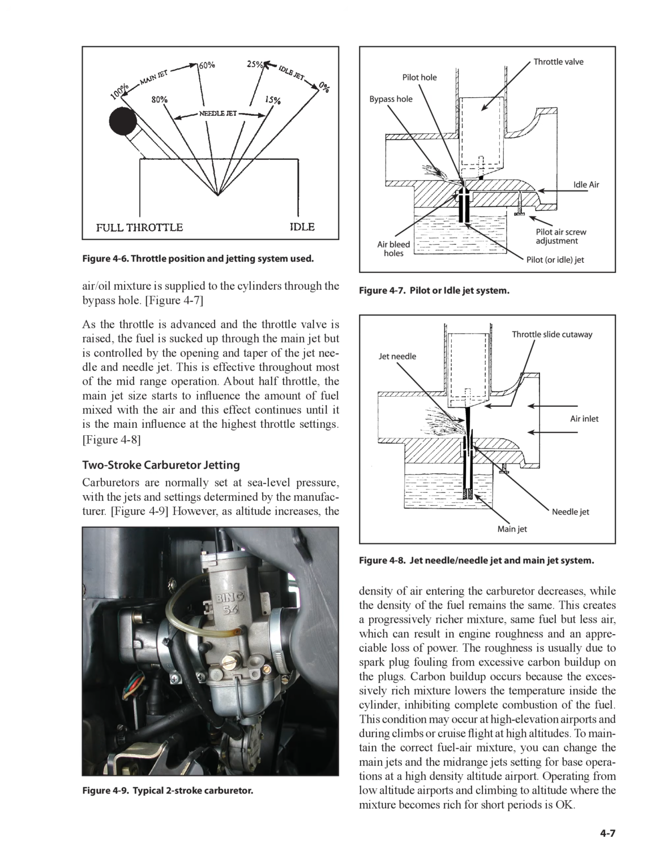Figure 4.7, as the throttle is advanced and the throttle valve is raised, the fuel is sucked up through the main jet but is controlled by the opening and taper of the jet needle and needle jet. This is effective throughout most of the mid-range operation.